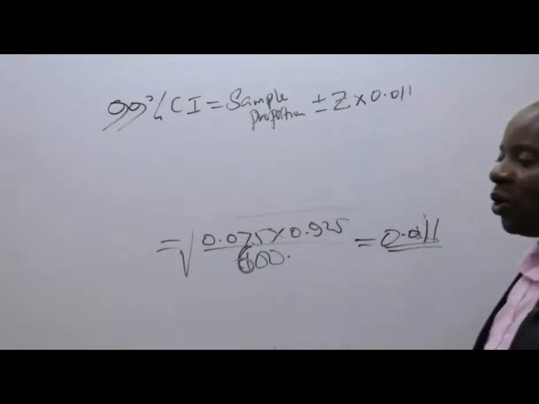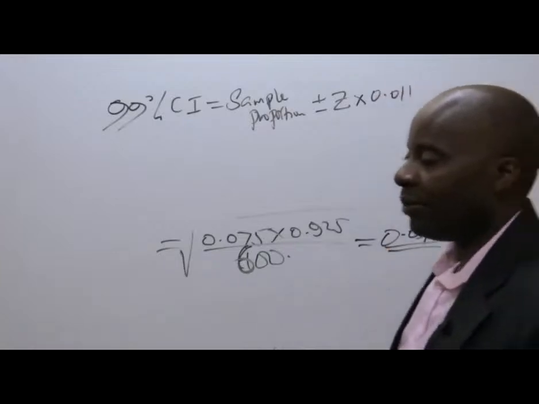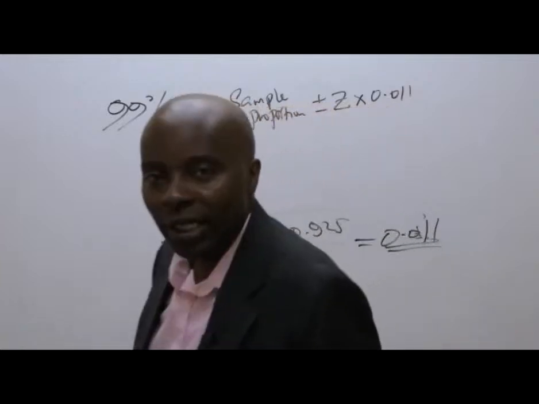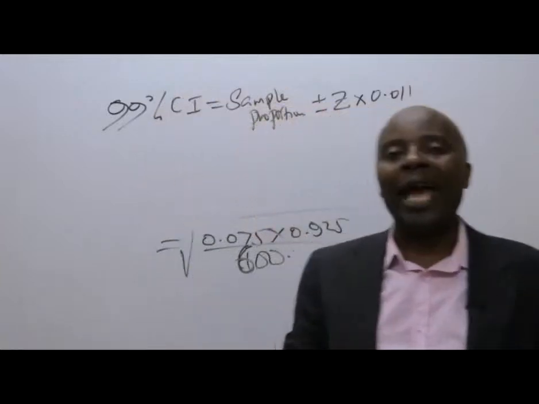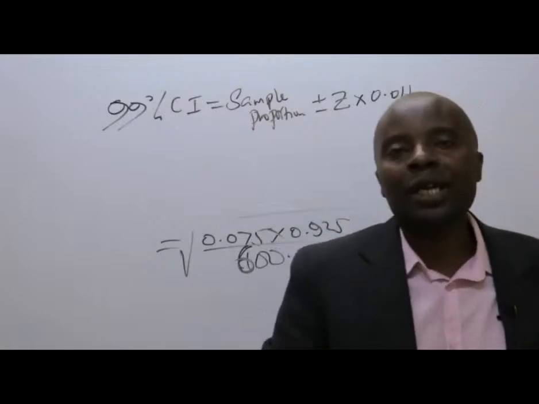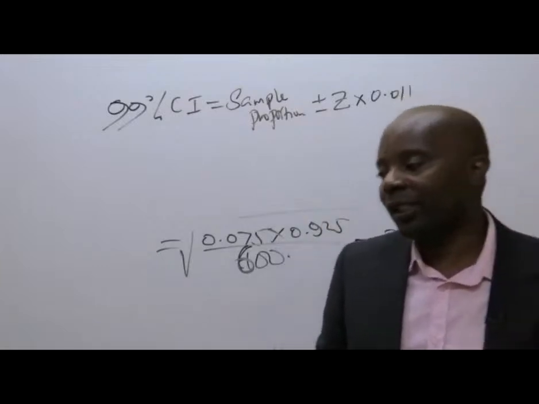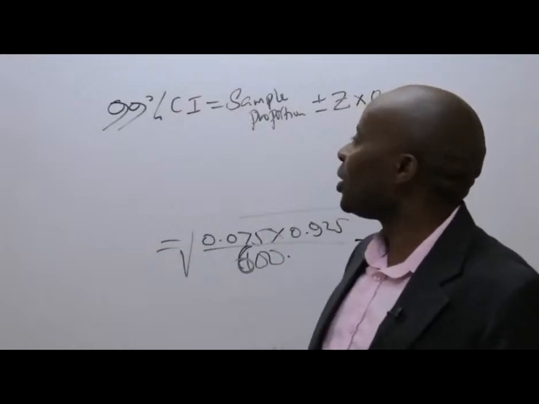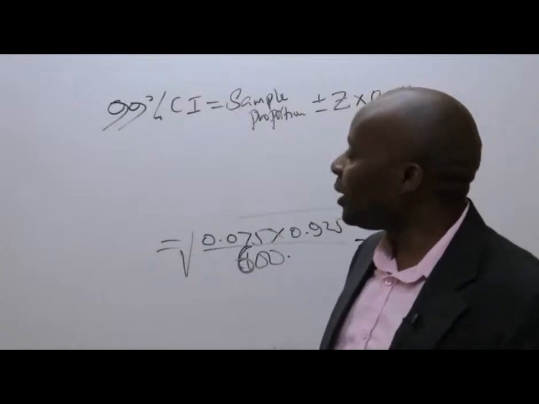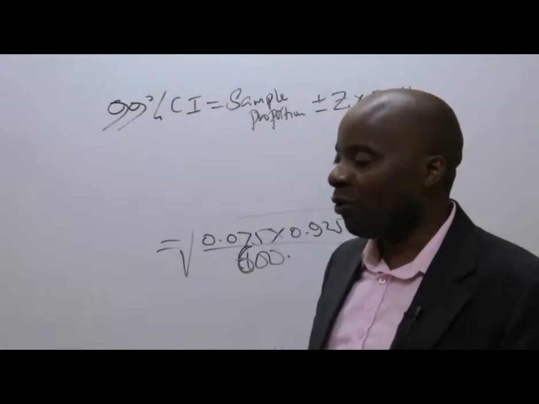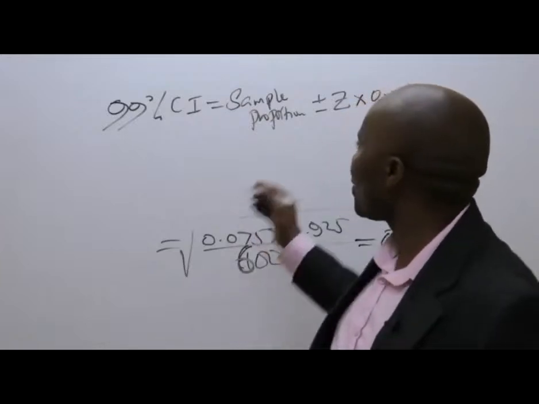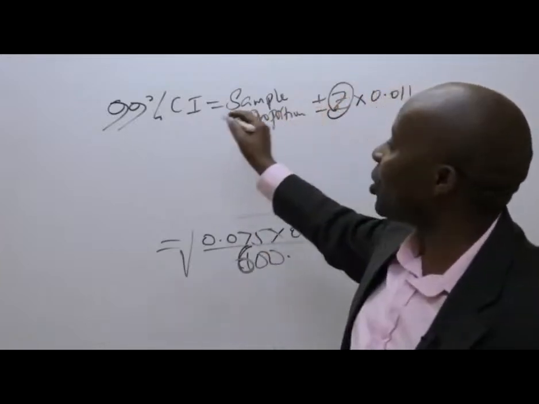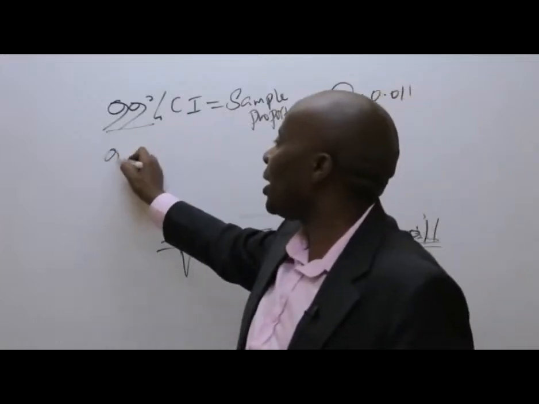Of course here we are looking for Z because we are still tackling large samples. Our N is a whole 600, which is more than 30. So then, ladies and gentlemen, having realized that indeed we want to work with the Z-score, please take this 99%.